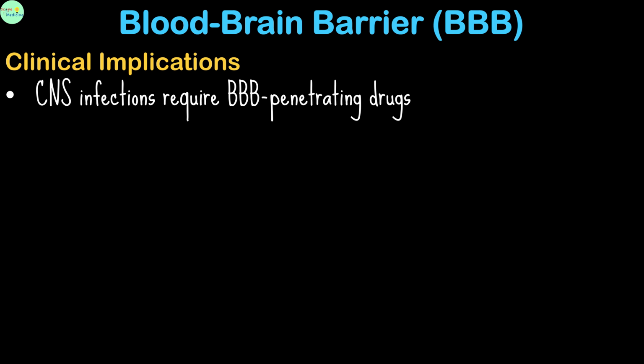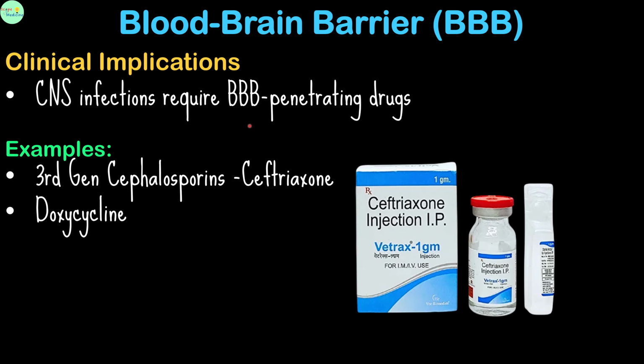This has direct clinical implications. Treating conditions like bacterial meningitis or cerebral abscesses requires selecting antimicrobials known to cross the blood-brain barrier, such as third-generation cephalosporins like ceftriaxone or agents like doxycycline.